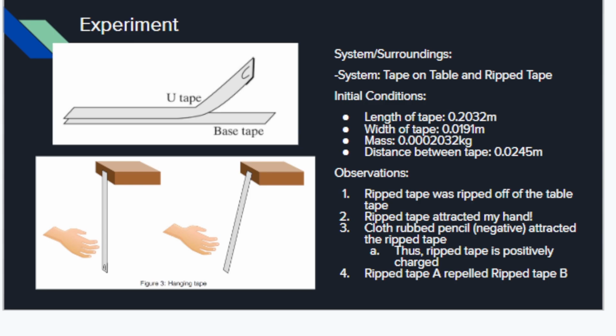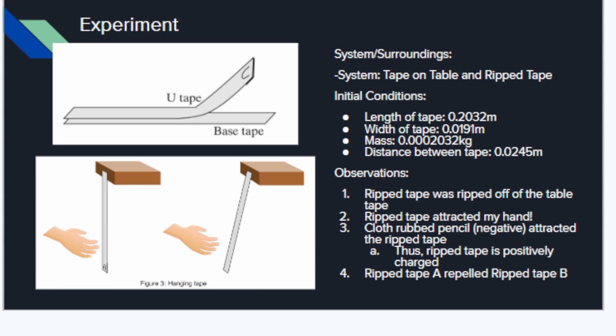As for our observations, the ripped tape was ripped off of the table tape, and the ripped tape attracted my hand, just like the figure shown. Whenever we rubbed the pencil against the cloth, it gained a negative charge, and from what we observed, it attracted the ripped tape. Thus, the ripped tape is positively charged.